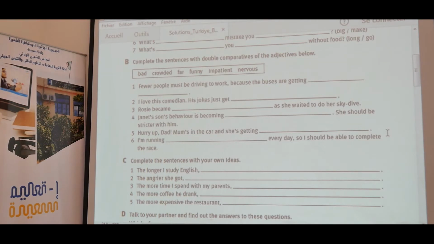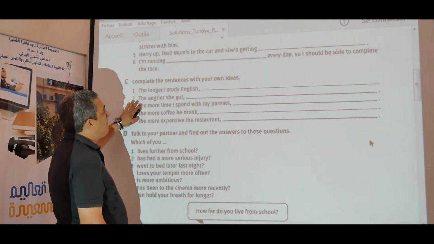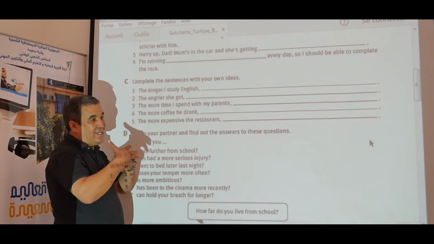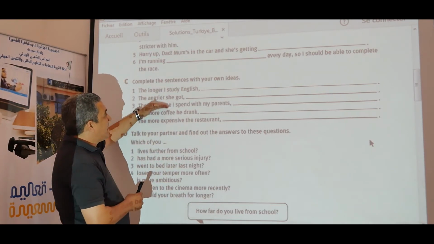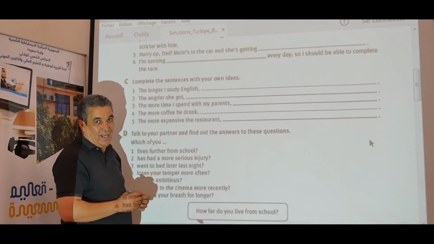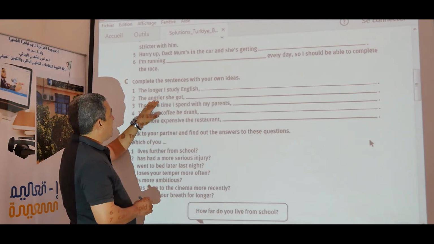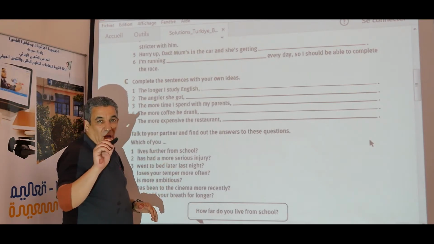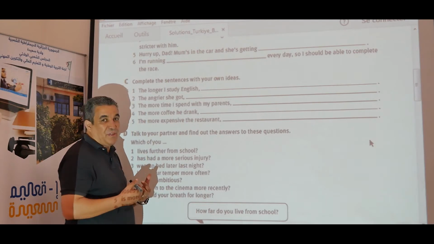Now, you can think of extending these sentences using your own ideas. So you can pause the video and you can write down these sentences and complete them. Now you have to think about them.